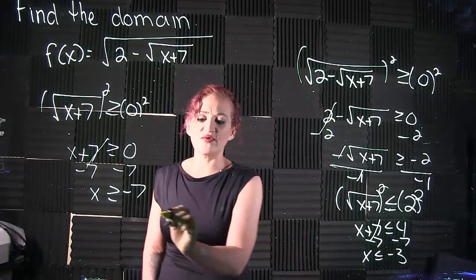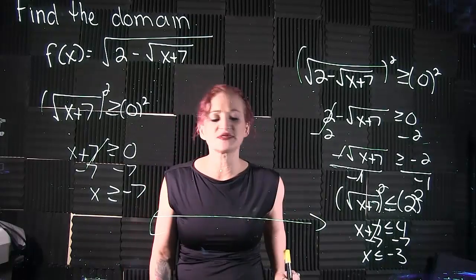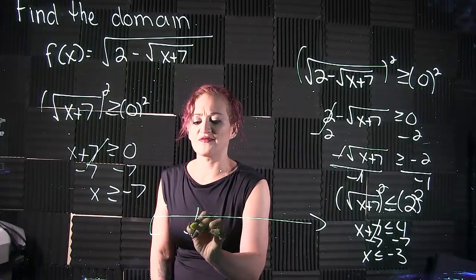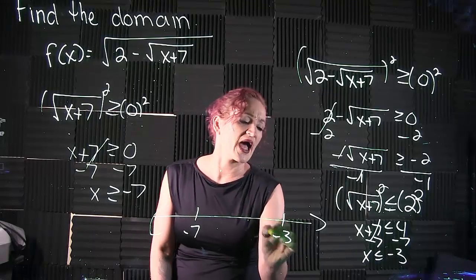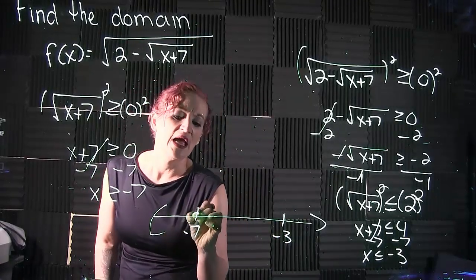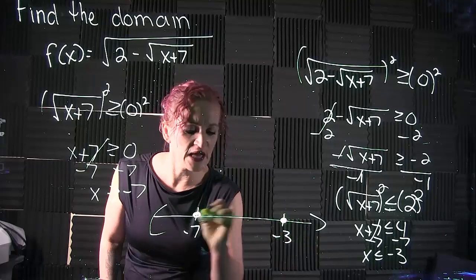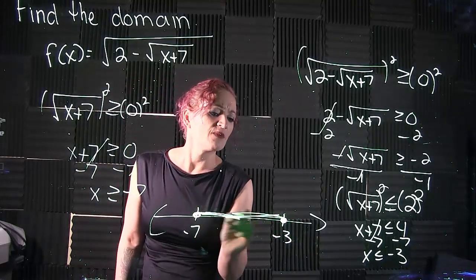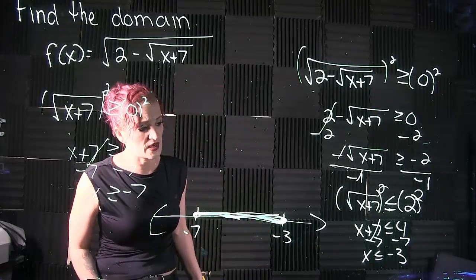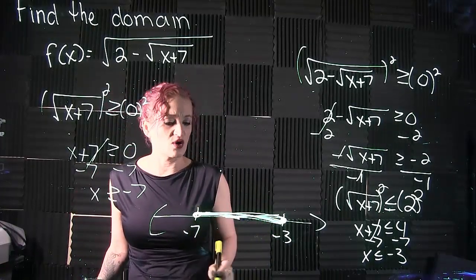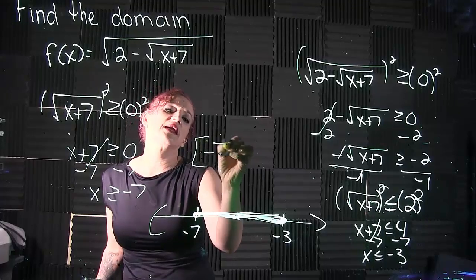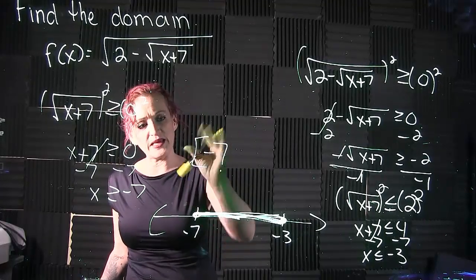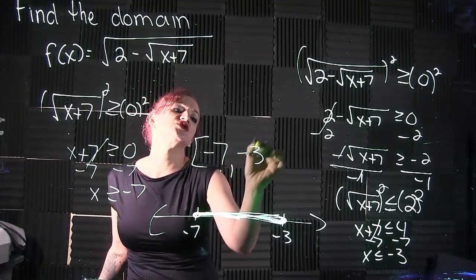So if we take a look at what that gives us here, we have a negative 7. We also have a negative 3. They can equal these numbers as well. We want it greater than negative 7, but we want it less than negative 3. So we want this interval right over here. So we are looking at our domain being negative 7 to negative 3.